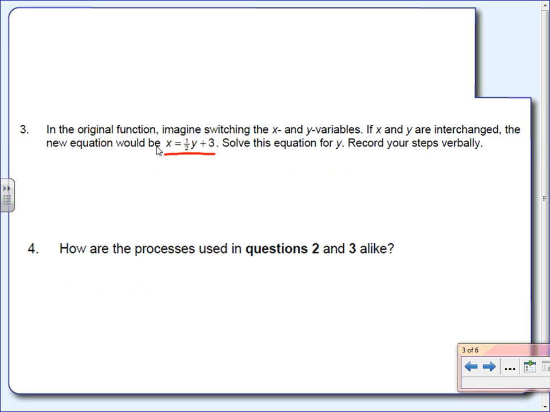So it's the same thing. All we did was switch the x and the y. So here's what we're going to do. We're going to take that equation, and we're going to solve it for y.